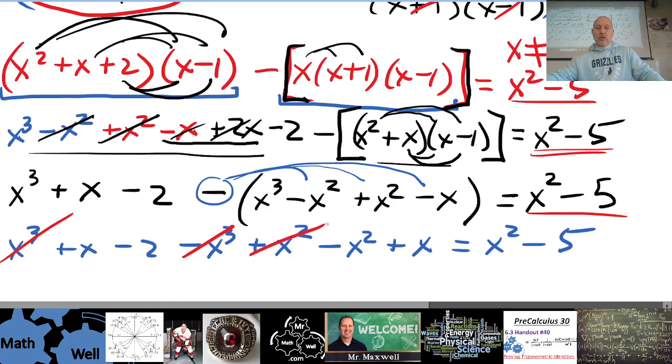What else? Ooh, x squared minus x squared. You see that on the same side? That's great. Those are gone. I have plus x, that's going to be 2 x's. And then I've got this minus 2 that has nobody to pair with, so I'm going to leave the minus 2. And I can't forget about the x squared minus 5.